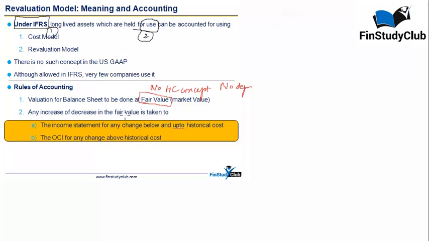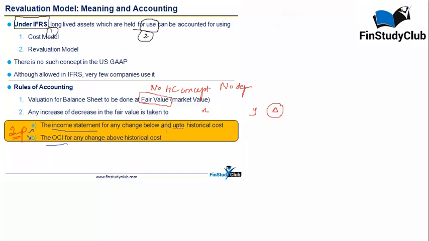Any increase or decrease in the fair value, let's say it was entered at X and now the fair value is Y, so this delta needs to be accounted for in a specific manner, and this is sometimes confusing to students. The increase or decrease, that means this delta is taken to point number A, the income statement, or point number B, to OCI. That means there are two places where this delta can go.